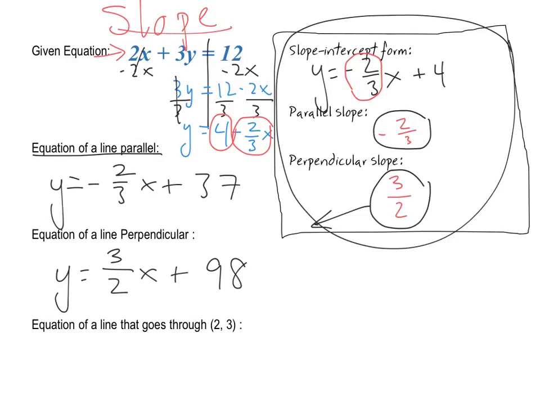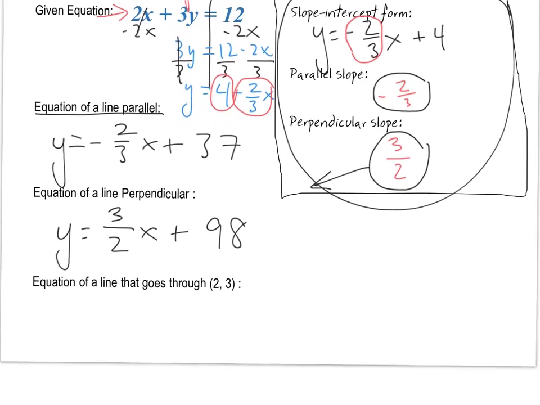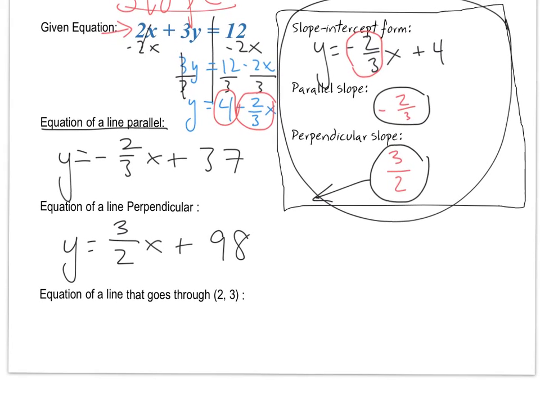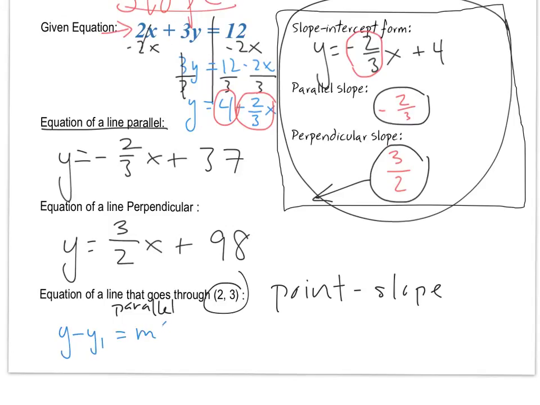Now, the last thing that they ask you is the equation of a line parallel that goes through (2, 3). So then you ask yourself, oh, how can I write an equation if they've given me a point? Well, that's the hint. If they've given you a point and you know the slope, you're going to use point-slope form. So y minus y1 equals m(x minus x1), and then of course you just plug the numbers in.